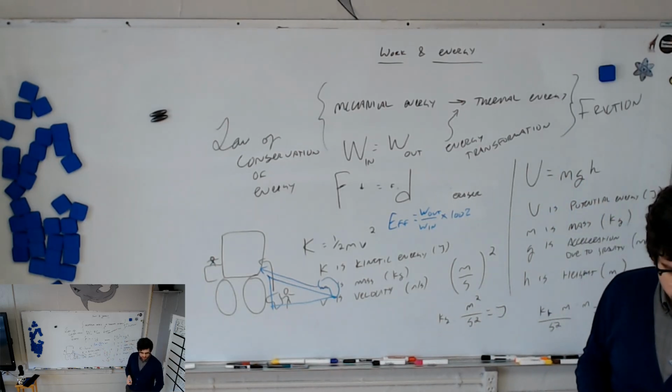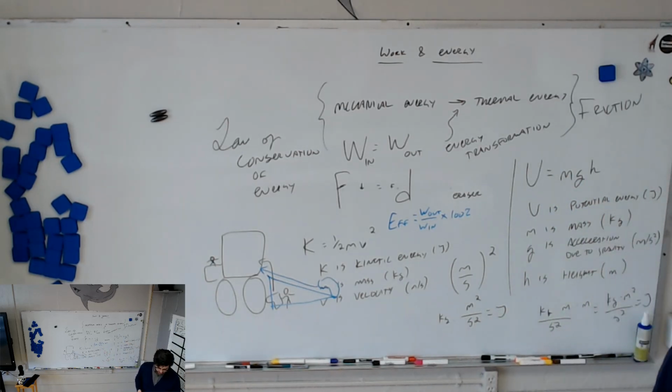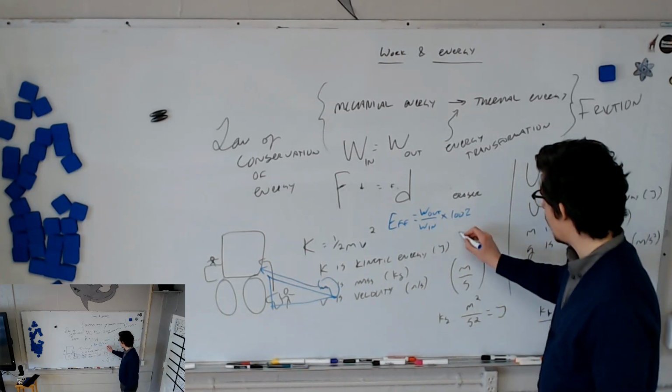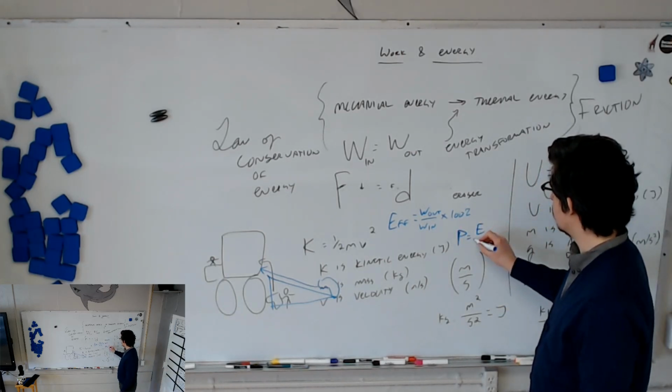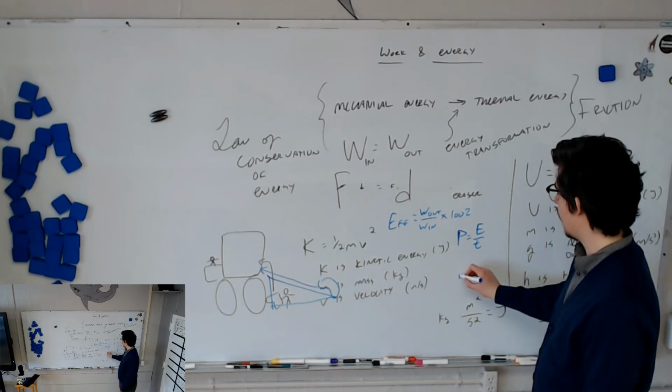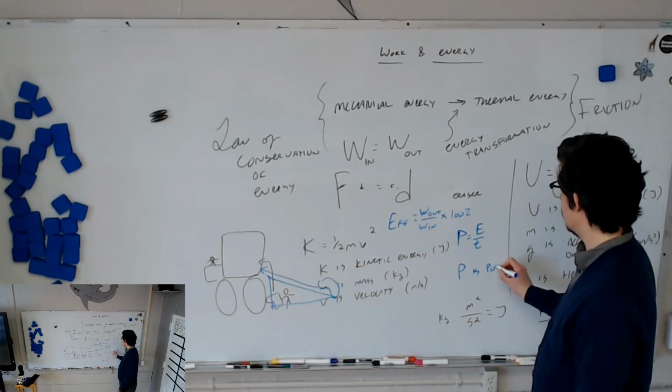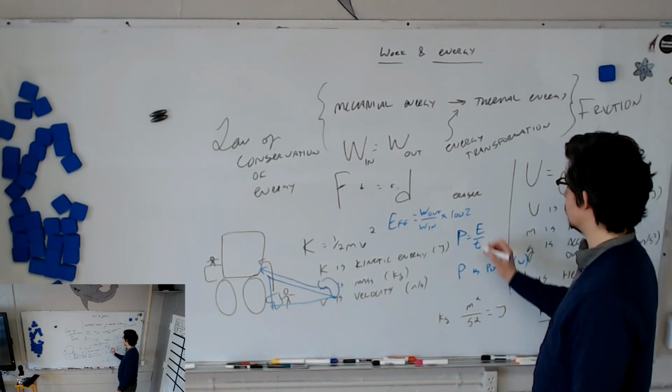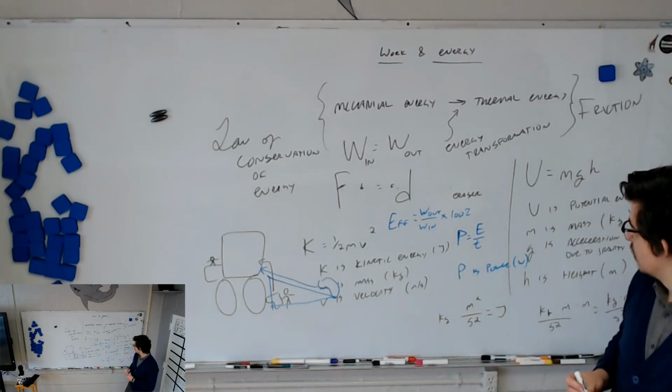There's also an equation for power in here, but you're going to have to do that on your own because we're running out of time in our video. But basically it's this. Power equals energy divided by time, and it's measured in watts. You know what energy is measured in. You know what time is measured in. So you can go from there.